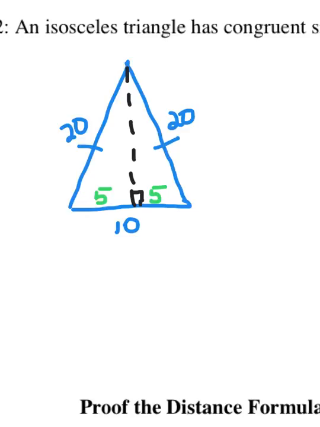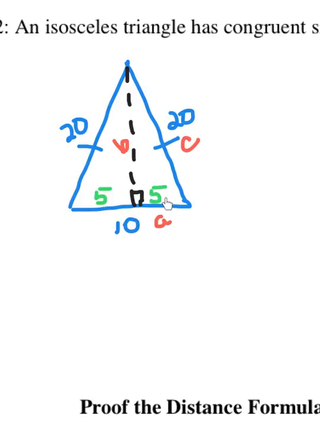Your hypotenuse is always across from your 90-degree angle. So here's my 90-degree angle that's formed by this height of my isosceles triangle. So the side that's opposite from this 90-degree angle is this right here. This is my hypotenuse. So I've labeled the triangle that I'm going to use with the Pythagorean theorem.